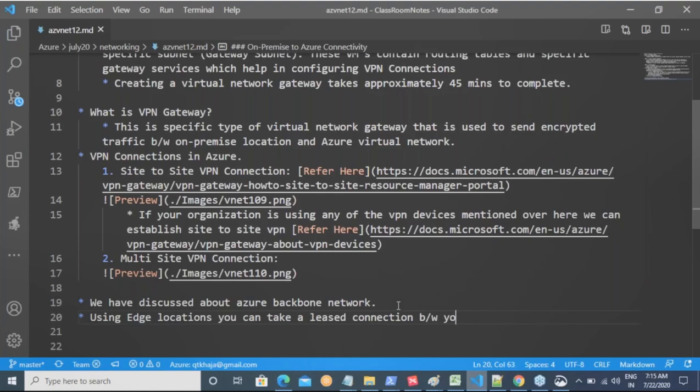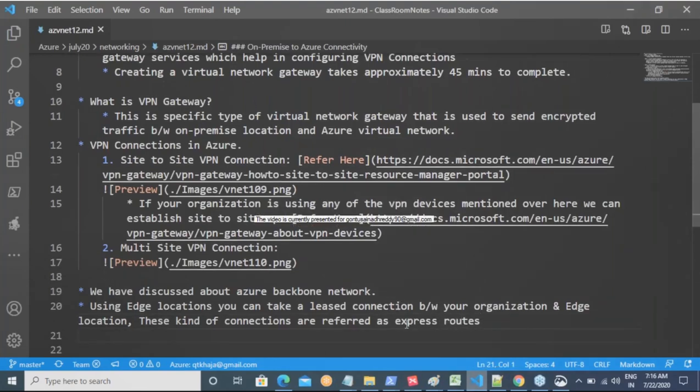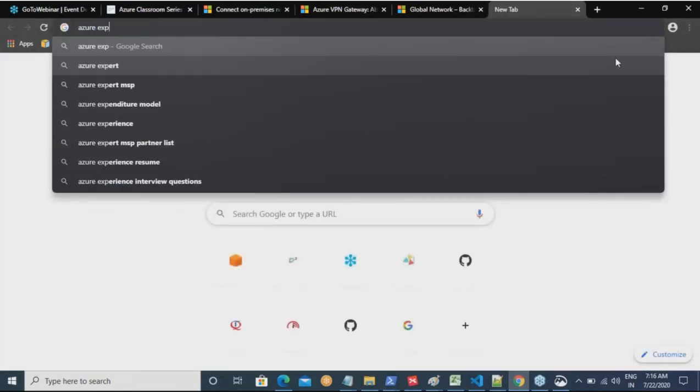between your organization and the edge location. So you have a leased connection between your organization and the edge location, and from there it connects to the Azure backbone. These kinds of connections are referred to as Express Routes. So let me go to Azure Express Route.